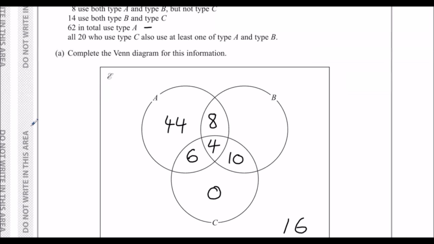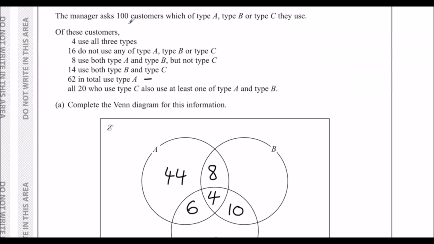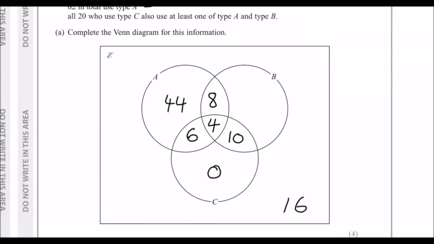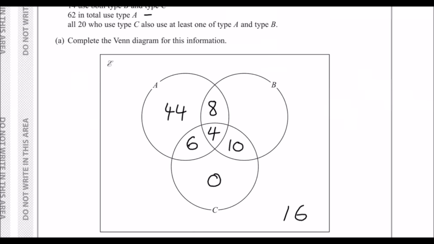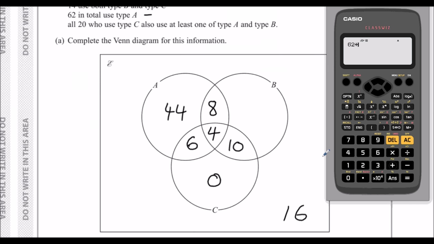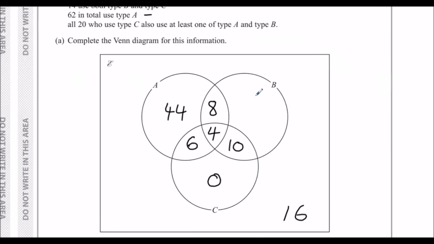Then we've got one bit left and we're told they should all add up to 100. So our A circle is 62. Then we've got a 10 and a 16. That adds up to 88. So 100 take away the 88 means there's 12 missing.